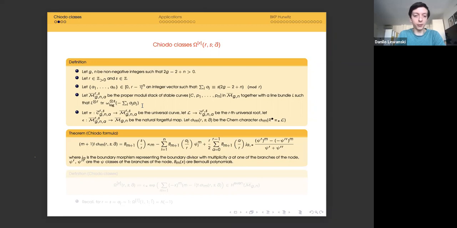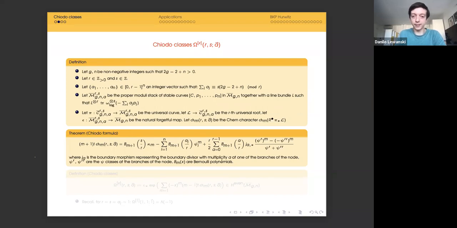So it looks a little bit complicated, but if you know the total Chern class of the Hodge bundle, you will recognize that the form is very similar. And in fact, if you specialize s equal to 1, r equal to 1, ai equal to 1, you will get exactly the Chern character for the Hodge bundle. And so the only difference here is that what used to be Bernoulli numbers, now they are enriched. They are not numbers anymore. They are polynomials. They are Bernoulli polynomials, and they're evaluated at these parameters.